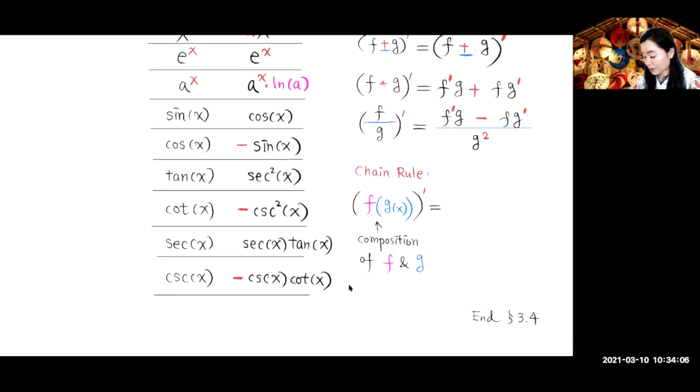Remember the chain rule now. When we differentiate the composition of f of g, that's the composition of two functions, it will be equal to the derivative of the outer, so f prime, leaving the inside alone, so just g over here, and then times the derivative of the inner, so g prime of x.